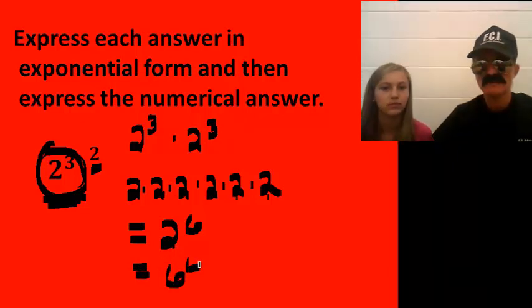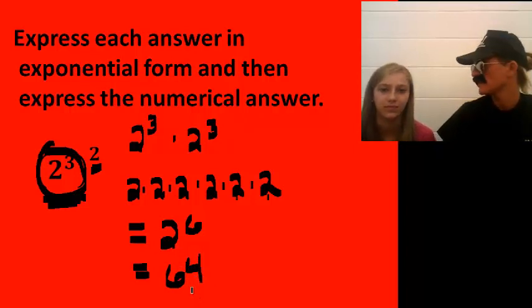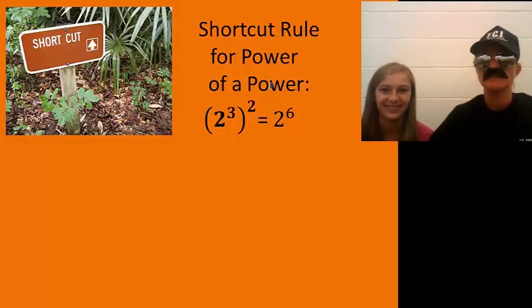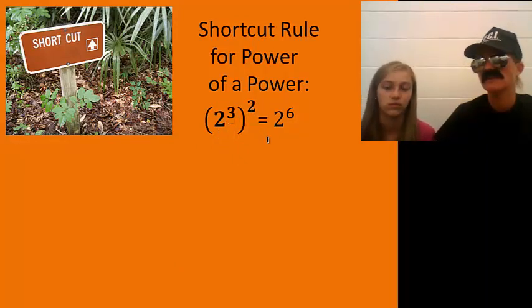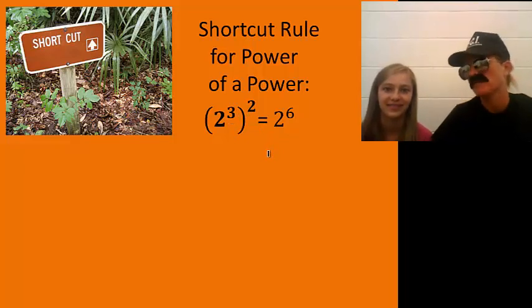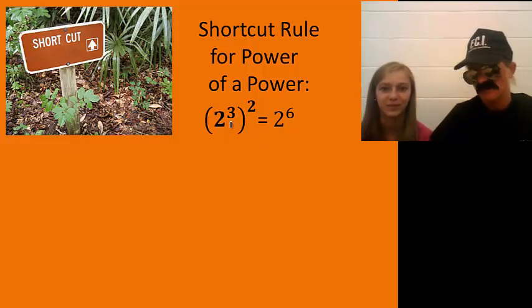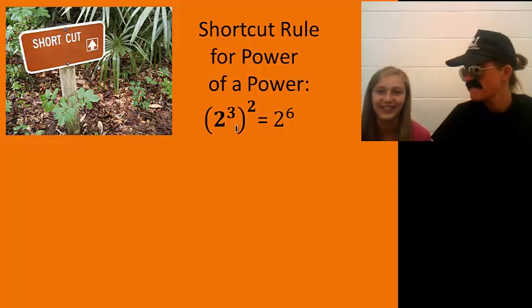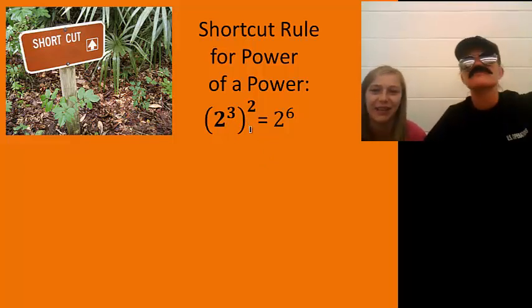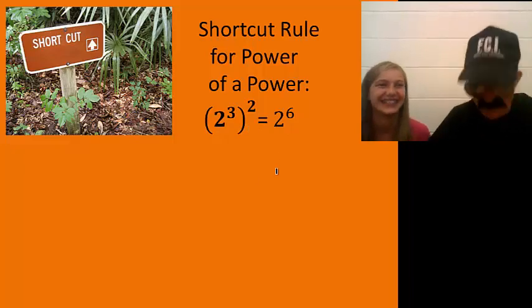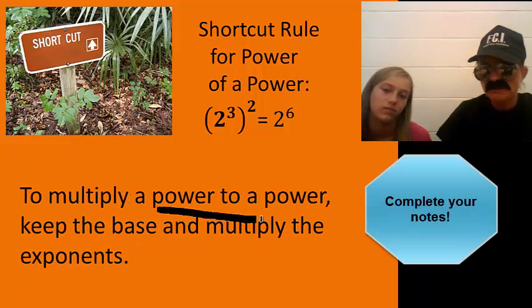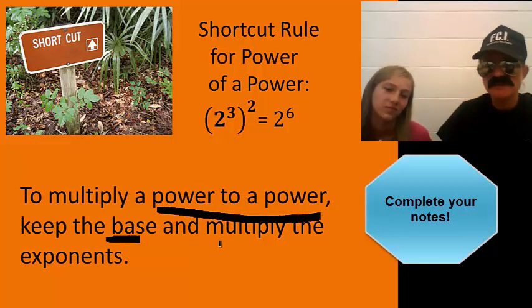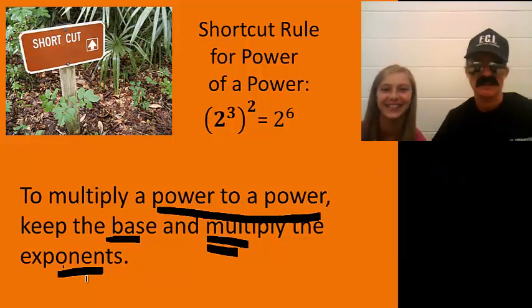64. Do you already see the shortcut? She's excited. She sees it. We have 2 as the base. We have a 3 and a 2. What do you think you need to do to the exponents for power to a power? Add them. I mean, multiply. We're going to multiply them. So, for a power to a power, you need to keep the base and multiply the exponents. Don't forget that.